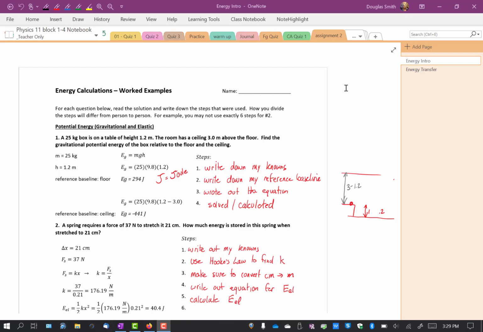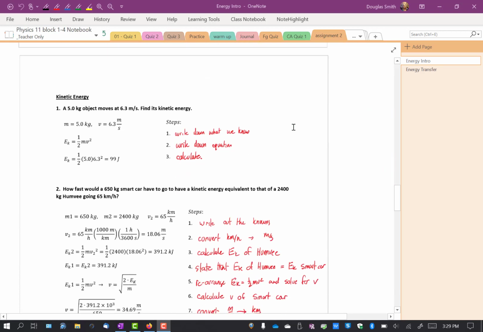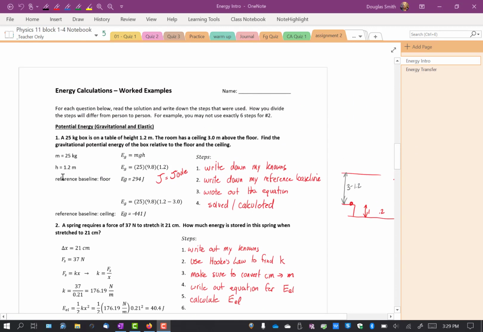When it comes to calculating energies, the calculations themselves are usually pretty straightforward. So we have here a whole bunch of worked examples of how to calculate some energies. I have a question, a complete solution, and then I wrote down the steps that I took to actually solve the problem.